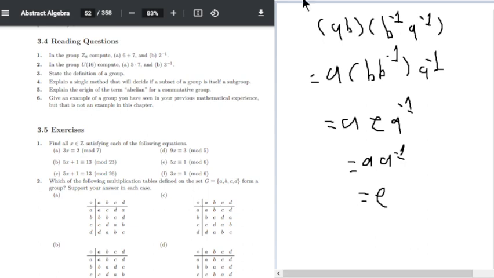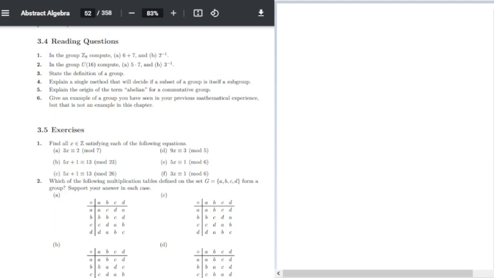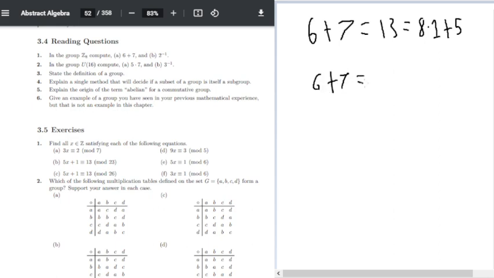So it's Z sub 8, it looks like. 6 plus 7 is equal to 13, which is equal to 8 times 1 plus 5. I'm pretty sure. I hope I don't make a fool out of myself. So 6 plus 7 is equal to 5. Well, I should say congruent to 5 mod 8.